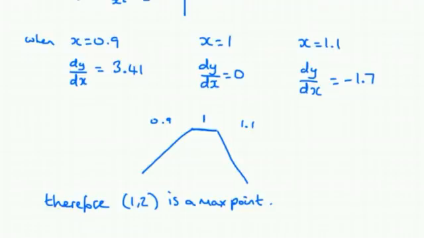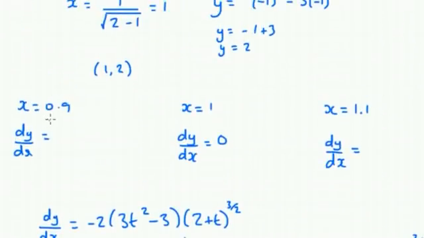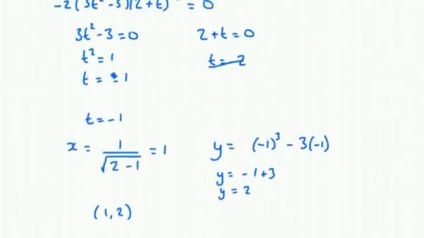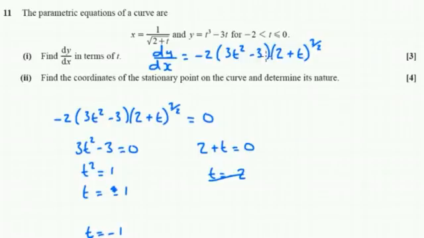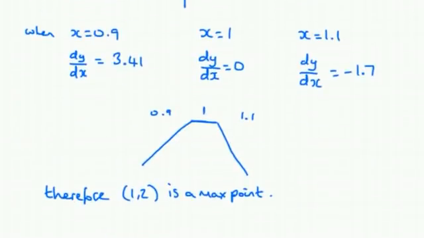Now, as I said earlier, instead of doing what I've done here, you could have worked out the value of t when x is 0.9 and substituted it into our equation involving t, and done the same with 1.1. It doesn't really make much difference, it's kind of swings and roundabouts. It's 50-50. It's whatever you choose to do, really.